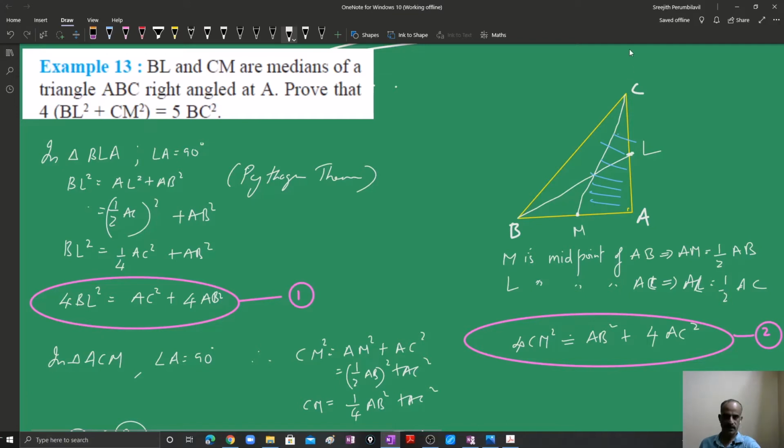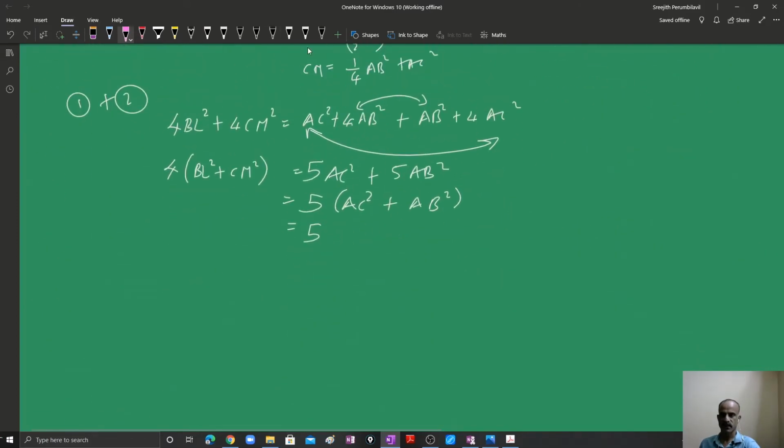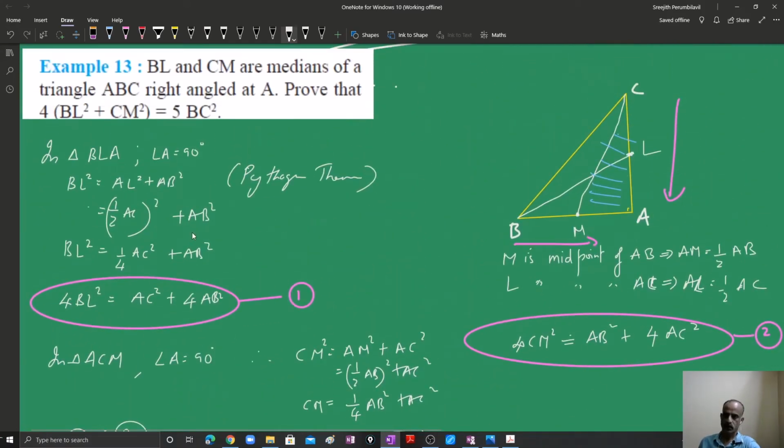It's a right angle triangle. So this AC square plus this square, what happens? That is equal to BC square. 5 times BC square. Reason: in triangle ABC, angle A is equal to 90 degree, a right angle. Therefore, using Pythagoras theorem, this is BC square. Hence the proof. Clear?